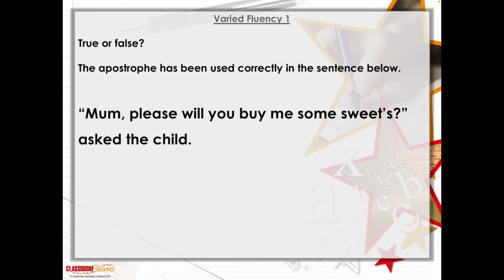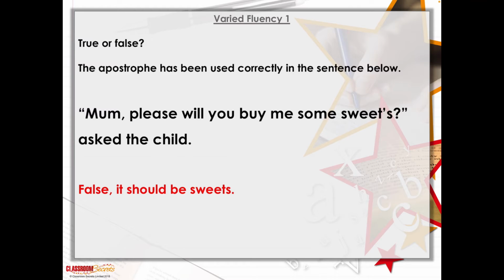True or false? The apostrophe is being used correctly in the sentence below. So let's have a little read. Mum, please will you buy me some sweets? Asked the child. So in this example, there is an apostrophe in the word sweets. So that would suggest that the sweets own something or something belongs to the sweets. Is that the case in this sentence? No. Instead, they're actually talking about getting more than one sweet. So we've got a plural spelling. So because of that, we do not want that apostrophe in there at all. And you can see the little answer, it should just be written sweets.